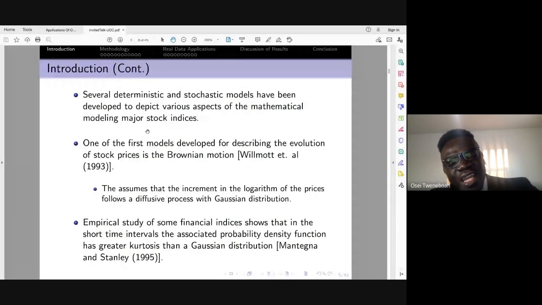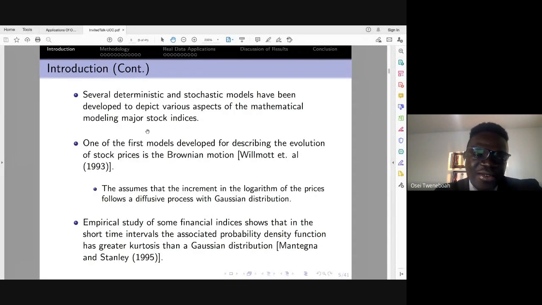Another stock index is the Nasdaq. The Nasdaq lists about 3,000 companies, but it is more concerned with technology companies, for instance Facebook, Google, Apple, IBM, any company that deals with technology. And then, last but not least, is the Dow Jones.